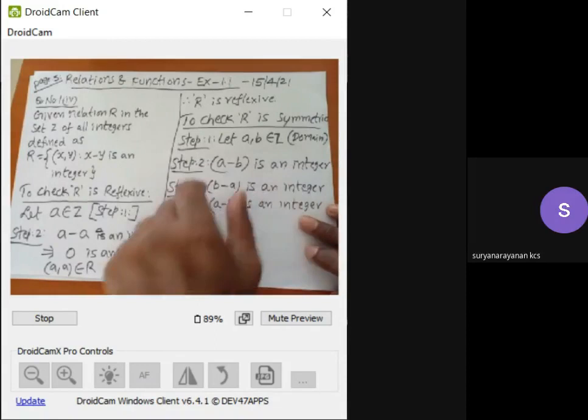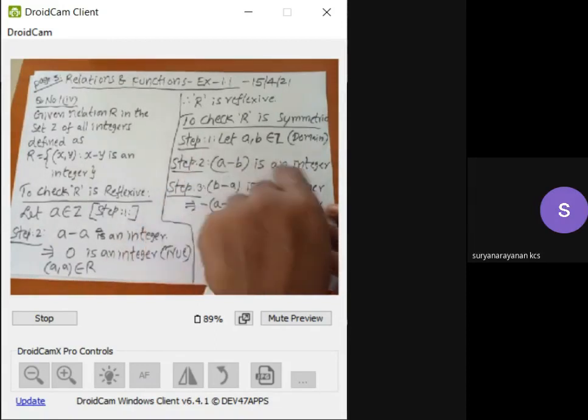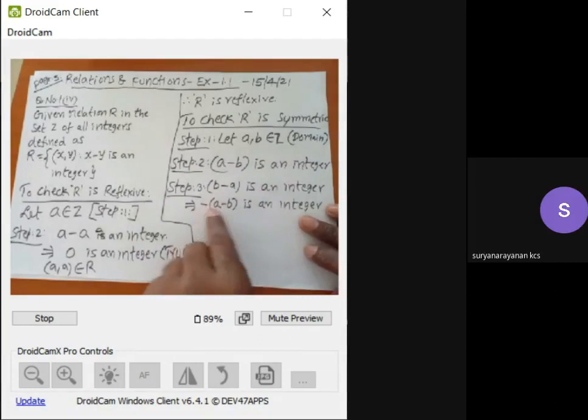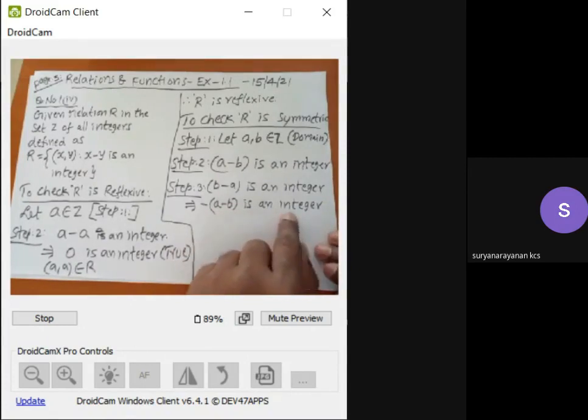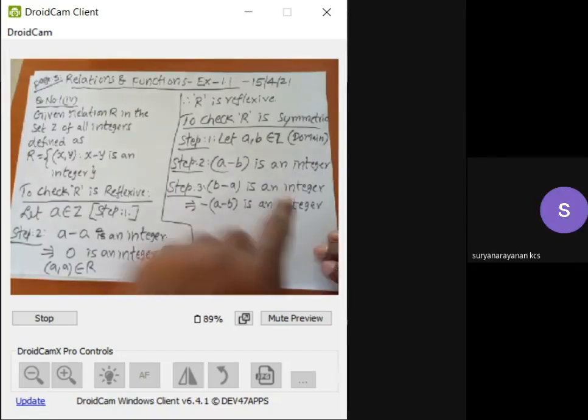Similarly, here a minus b is taken as an integer. What is its additive inverse? Minus of a minus b, sir. Minus of a minus b is also an integer. We got this statement. Is this a true statement or false statement? True, sir.